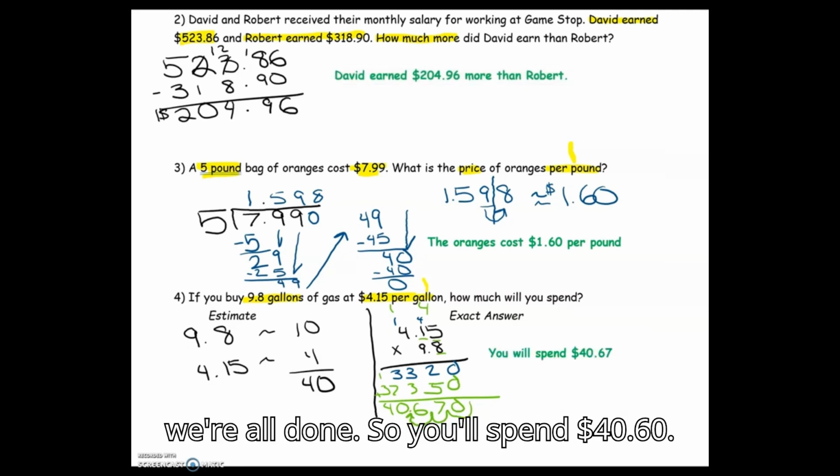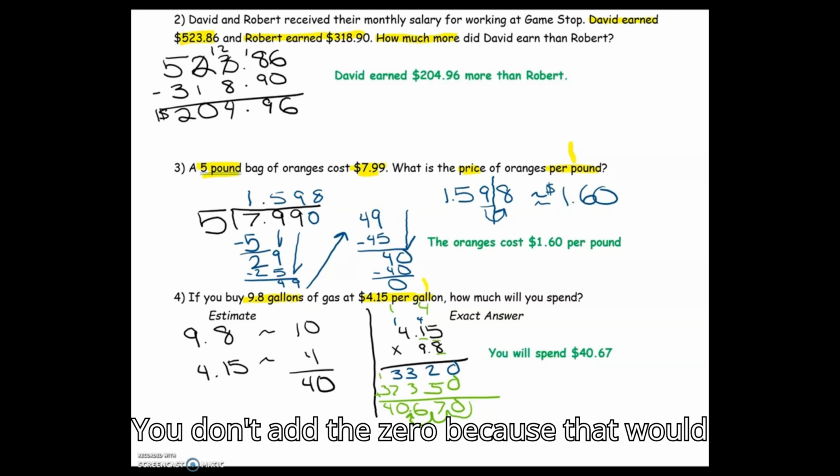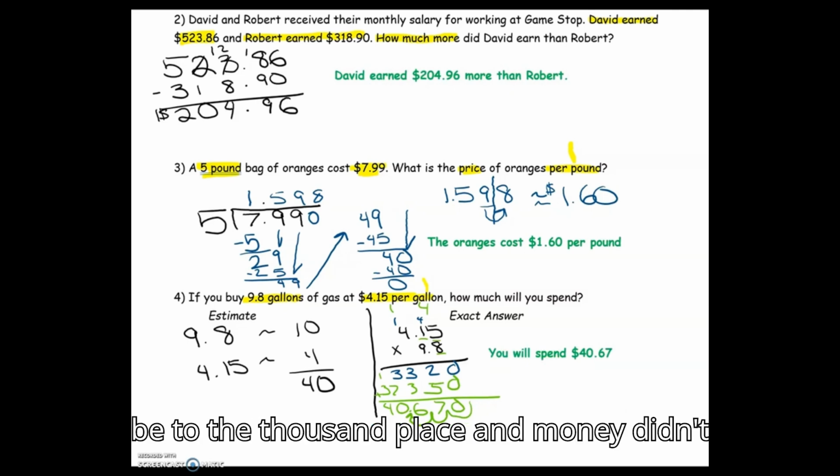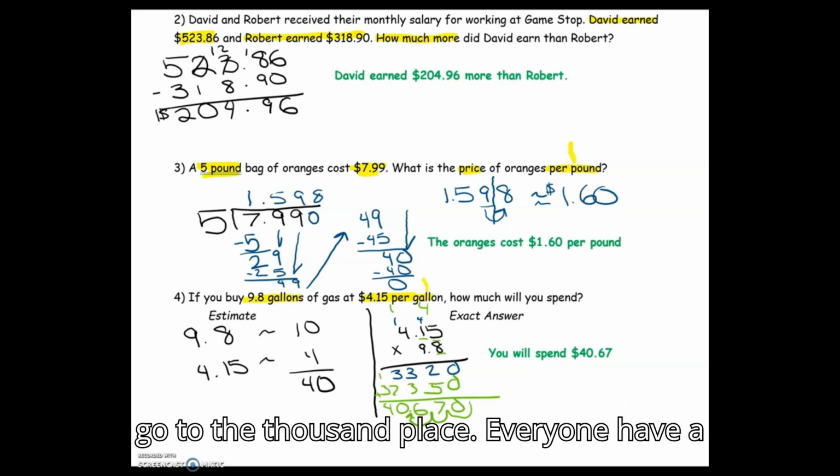So you'll spend $40.60. You don't add the 0 because that would be to the thousandth place, and money doesn't go to the thousandth place.